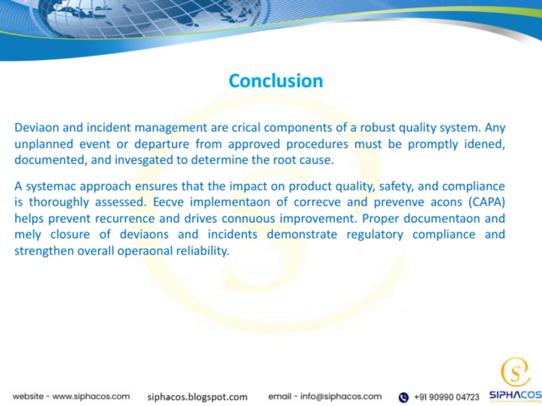Implementing corrective and preventive actions, or CAPA, is a key part of this process. It not only helps us avoid recurrence, but also fuels continuous improvement across our operations. Finally, proper documentation and timely closure of deviations and incidents are more than just regulatory requirements. They are indicators of our commitment to excellence and operational reliability. When we manage these events well, it strengthens our overall system and ensures we're consistently delivering safe, compliant, and high-quality products.